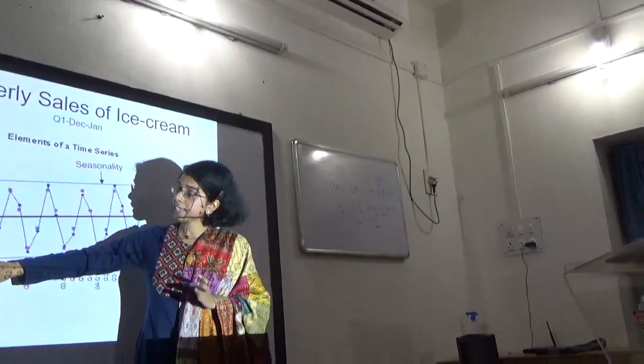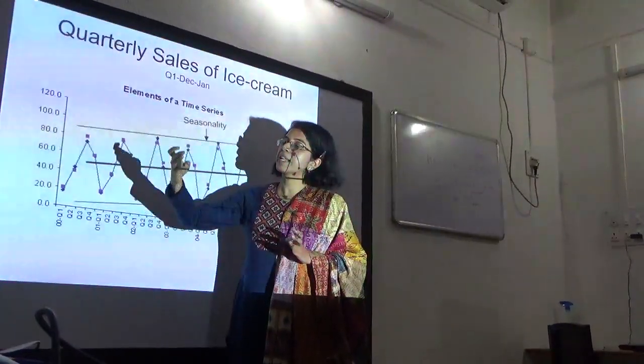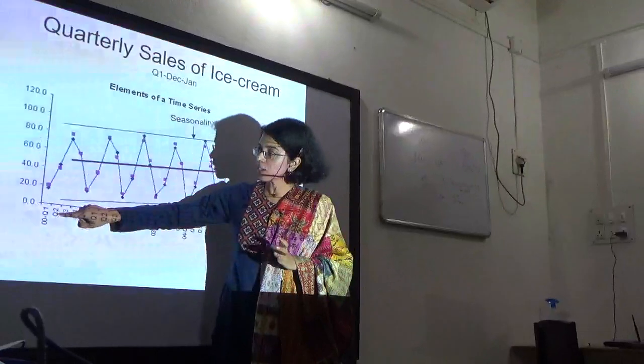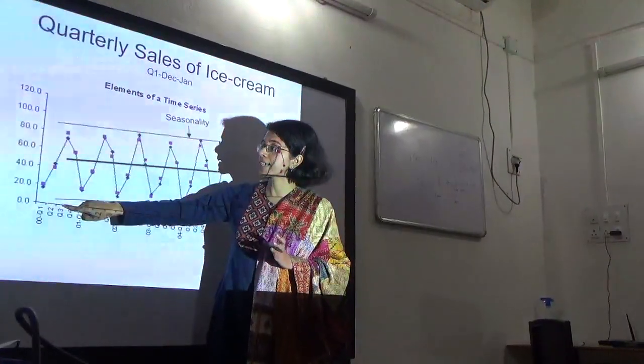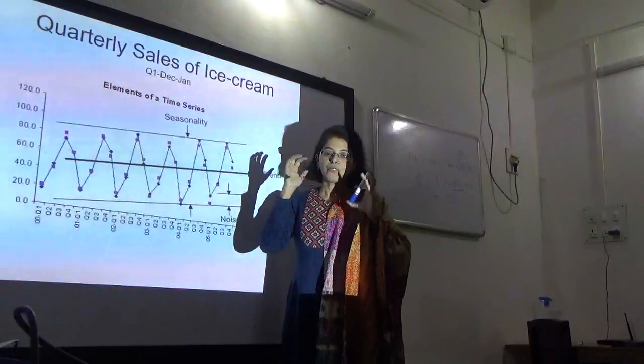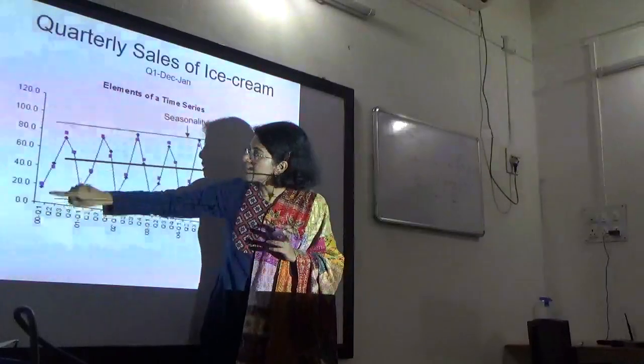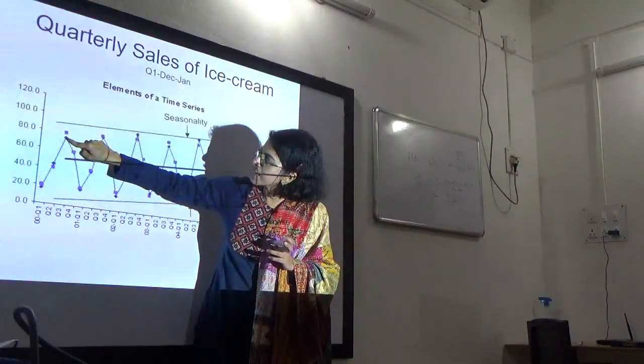What is meant by the second quarter? January, February, March is the first quarter. April, May, June is your second quarter. July, August, September is the third. So from April to September, we have a hankering for ice cream. So you will see that there is one peak.